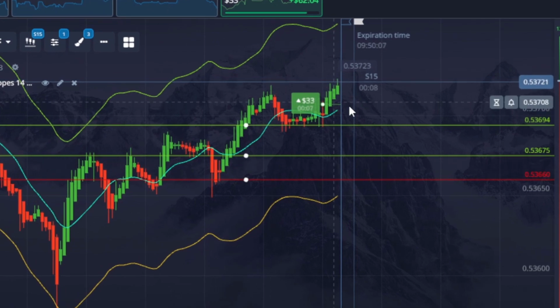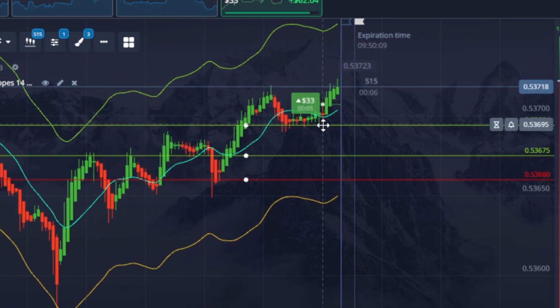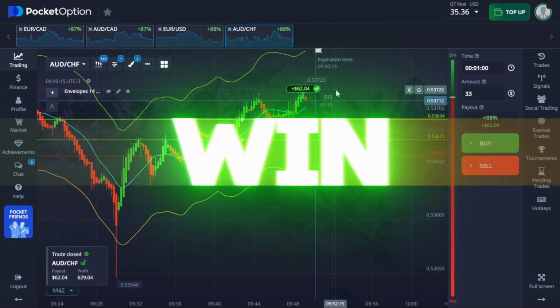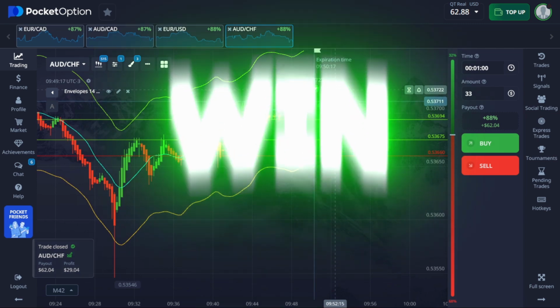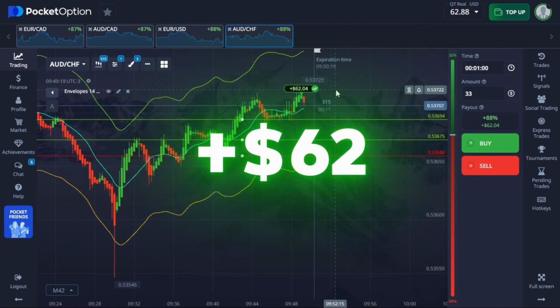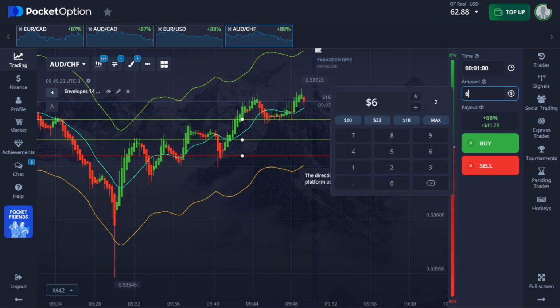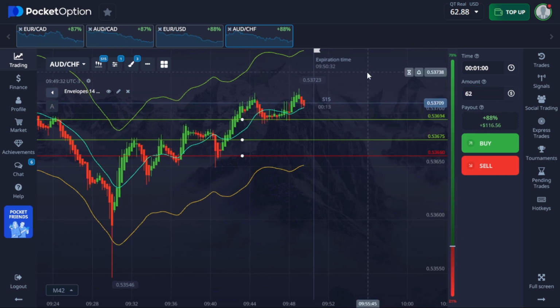Let's go to that again. 15 seconds. All right, that gives us confirmation to wait for the break, and I can enter on the upside of this. And look at this, guys, a second win on the same pair. What is good for that? $60.